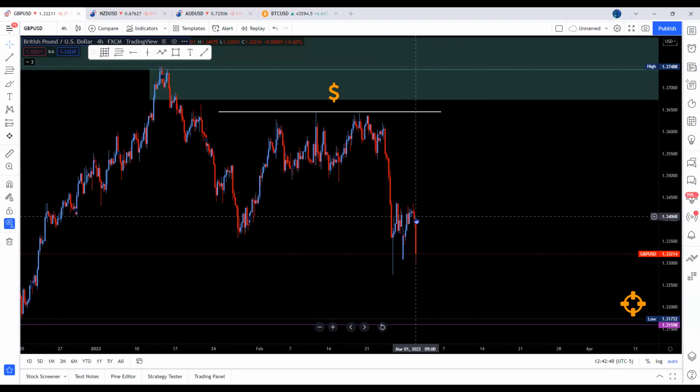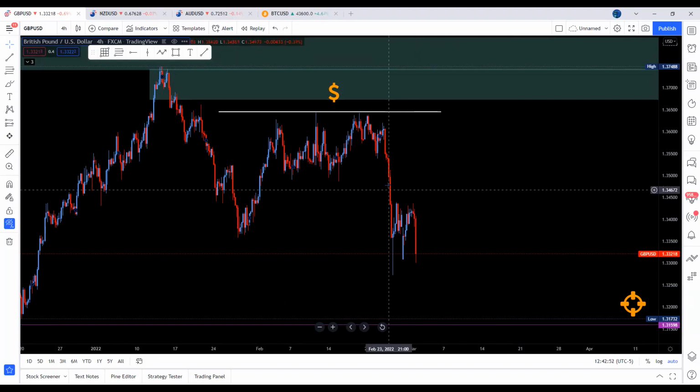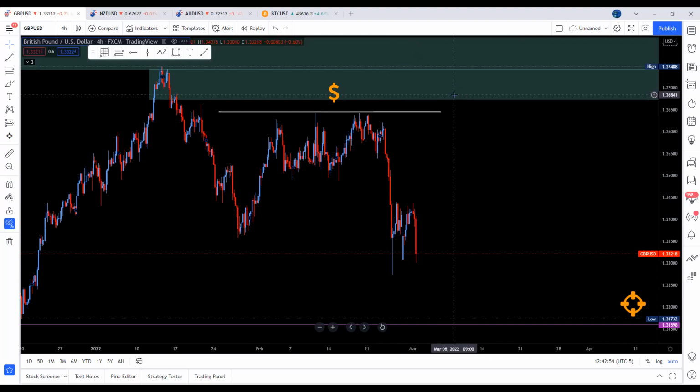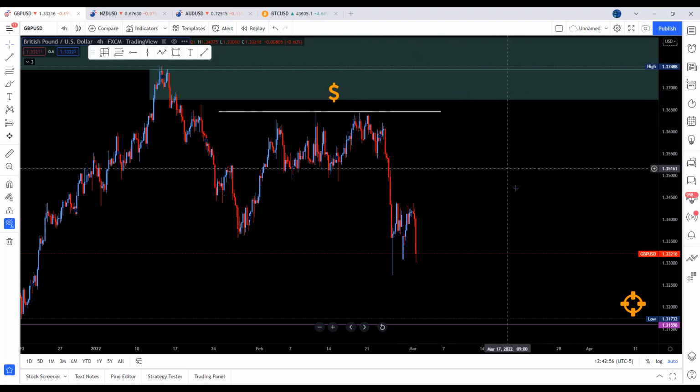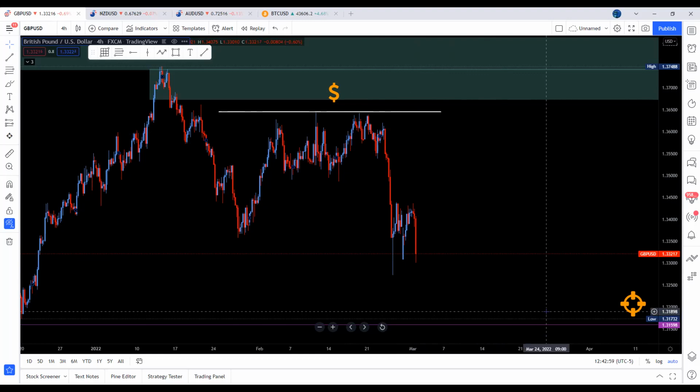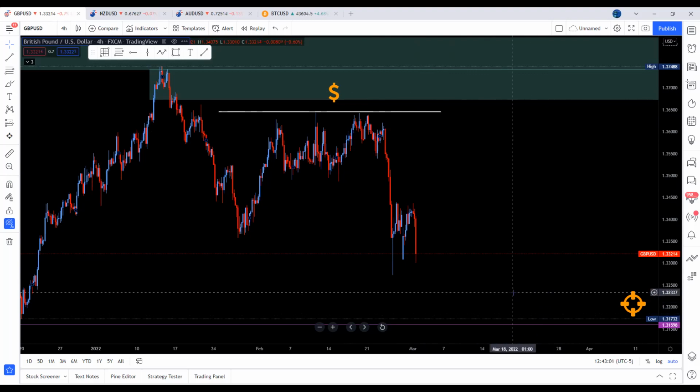That definitely is a possibility, though I would like to see price be a little bit more efficient, clear out this buy side liquidity, take this out again, I'll take out this liquidity and then continue lower. That would be a little bit more efficient in my eyes. But in this case, price just dropped.